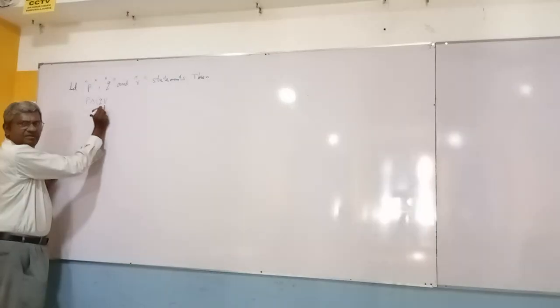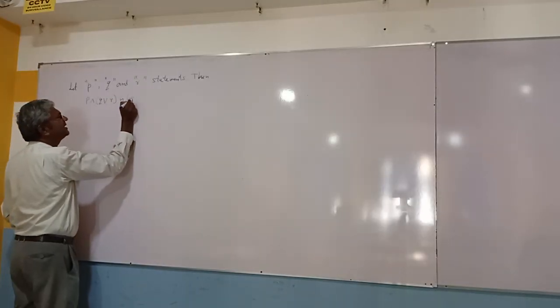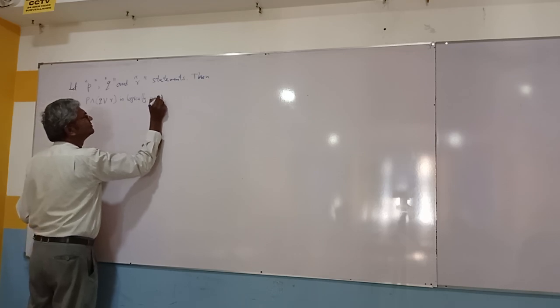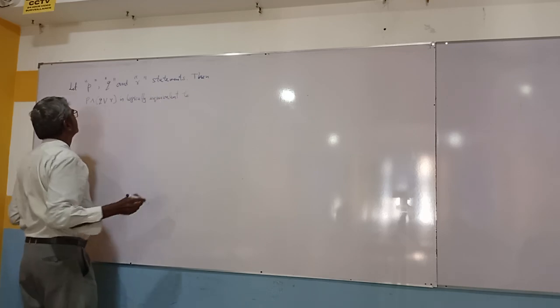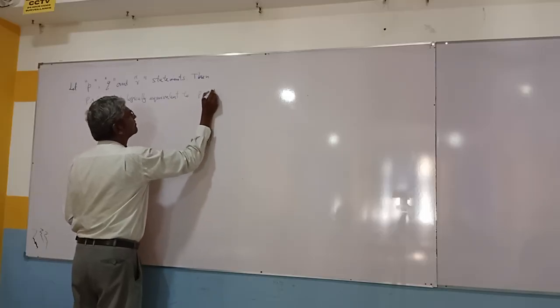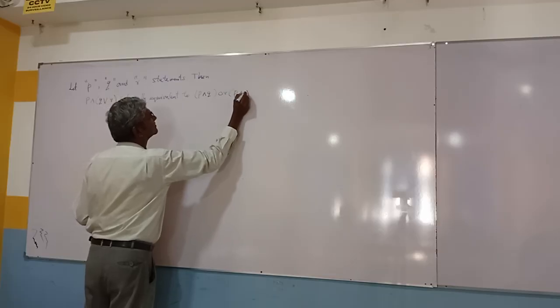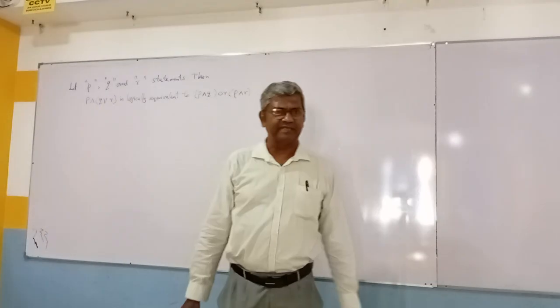P and (Q or R) is logically equivalent to (P and Q) or (P and R). Right? Let's prove this thing.